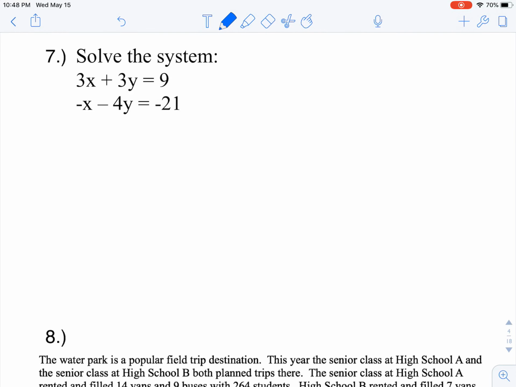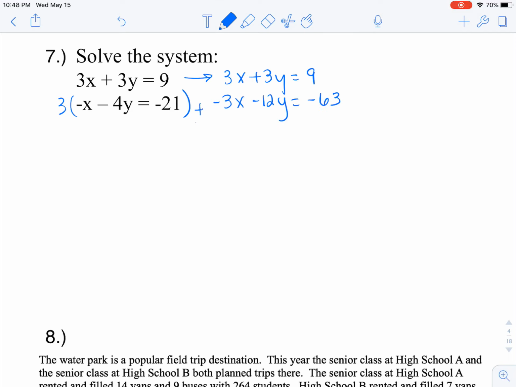Moving on. Number 7, all right, solving the system. So our goal here is to eliminate either x or y. In order to eliminate, they need to have the same coefficient, but one needs to be positive and one needs to be negative. So if I look at this, I can see that all I have to do is multiply this second one by 3, and then my x's will cancel. So I'm just going to rewrite this first one, and then multiply everything by 3 on the second one.